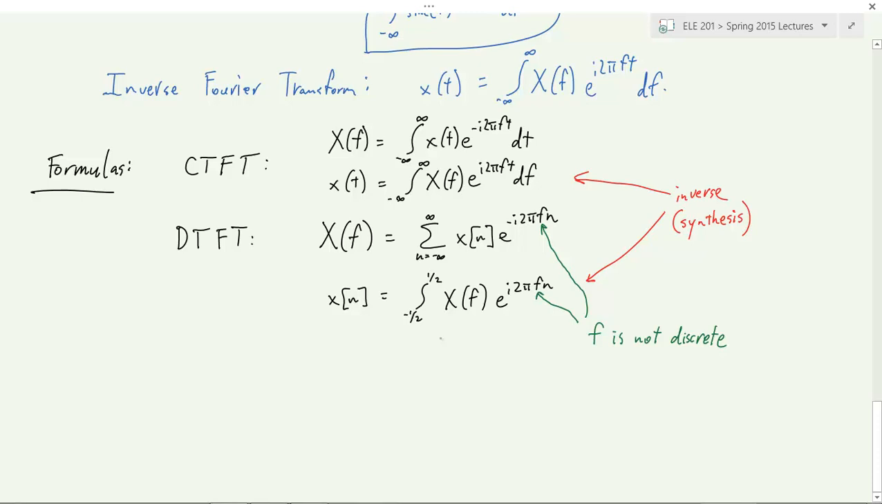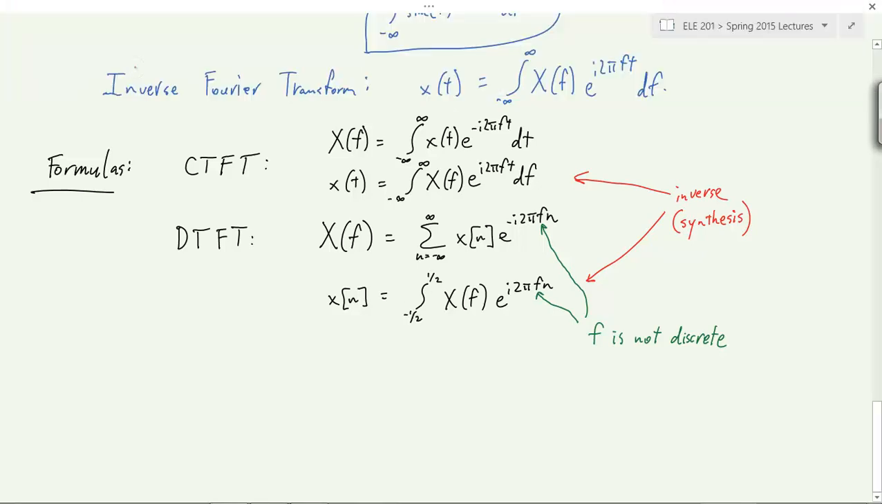But there's one other difference here. Does someone notice another difference between the continuous time and discrete time formulas, besides the fact that we already mentioned a sum was an integral? What other difference do you see? How about the limits of integration? Yeah. So here we're integrating from negative half to half, right?